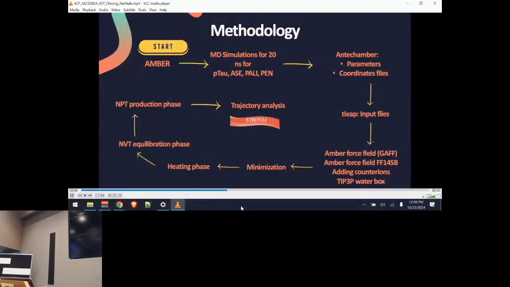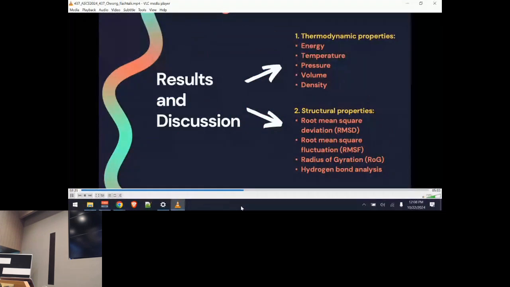This slide shows the methodology used for this research. We use AMBER for the MD simulation for 20 nanoseconds, which includes the minimization phase, heating phase, equilibration phase, and production phase. Lastly, we perform the trajectory analysis. For results and discussion, we look into thermodynamic properties and structural properties.